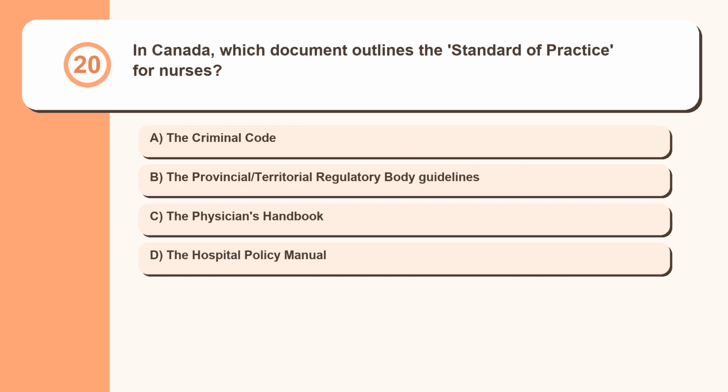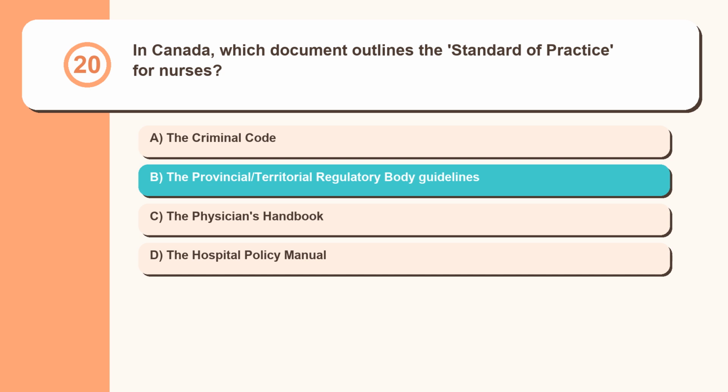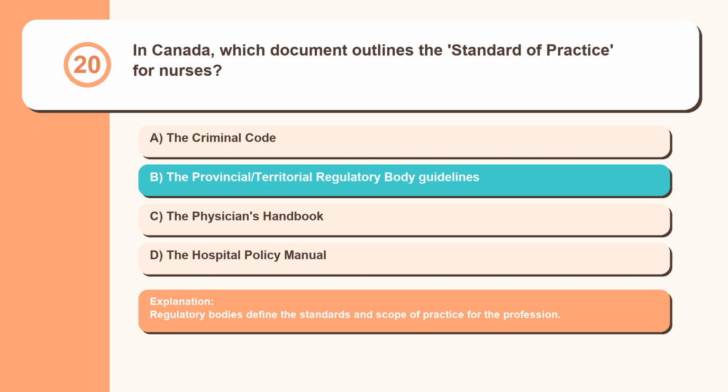Question 20. In Canada, which document outlines the standard of practice for nurses? The Criminal Code, the Provincial/Territorial Regulatory Body Guidelines, the Physician's Handbook, the Hospital Policy Manual. Regulatory bodies define the standards and scope of practice for the profession.